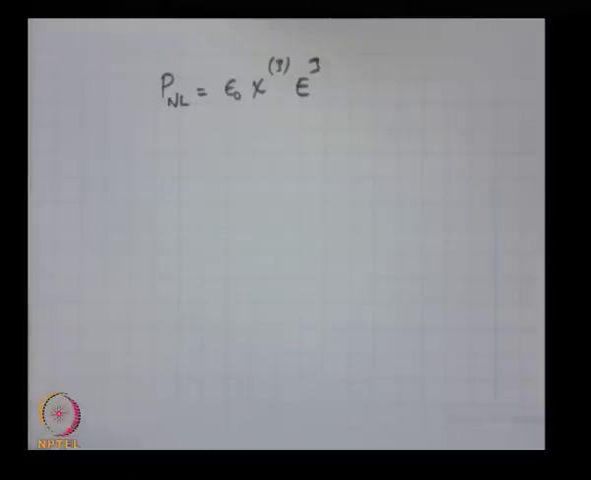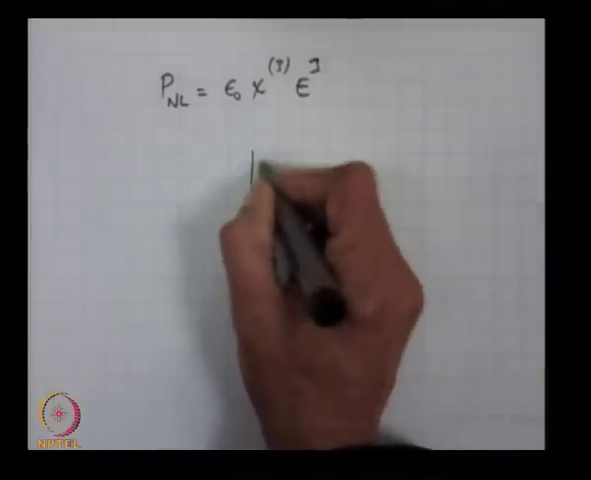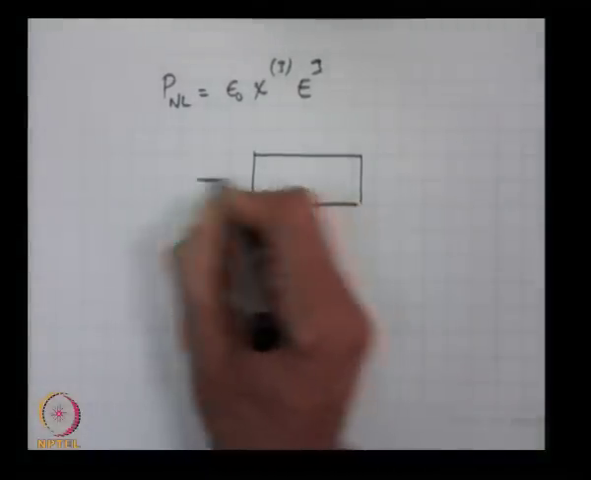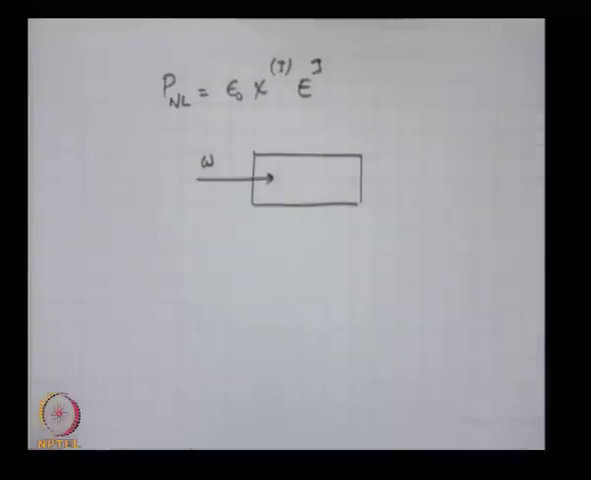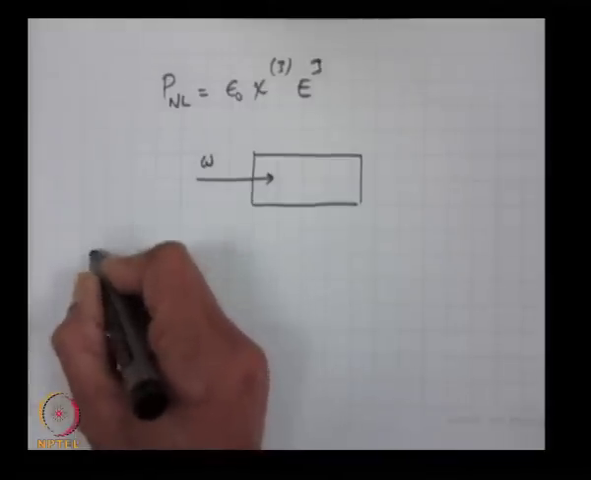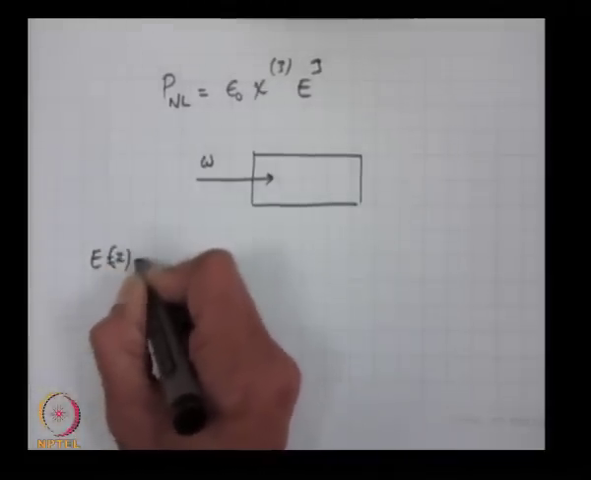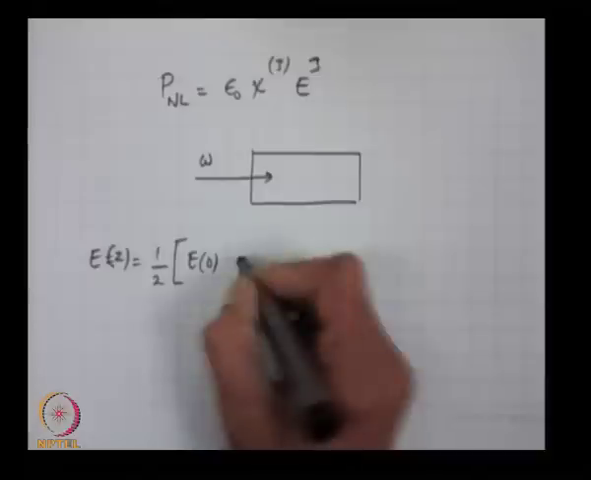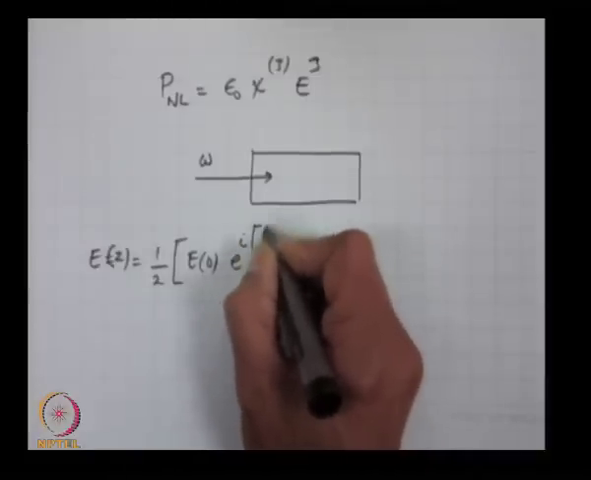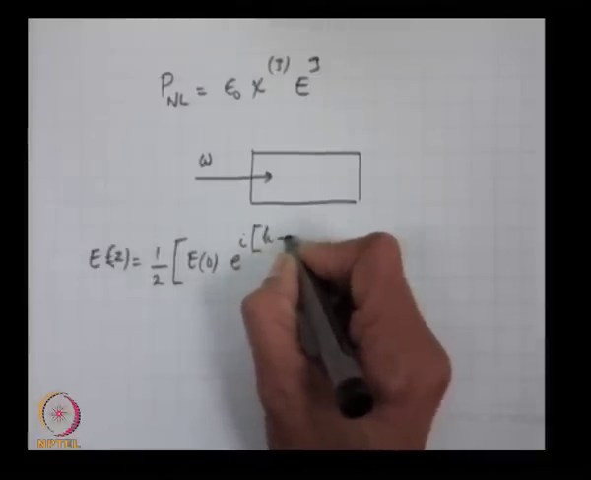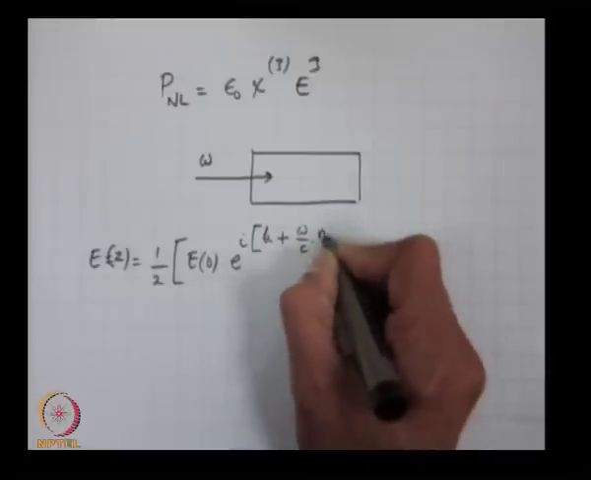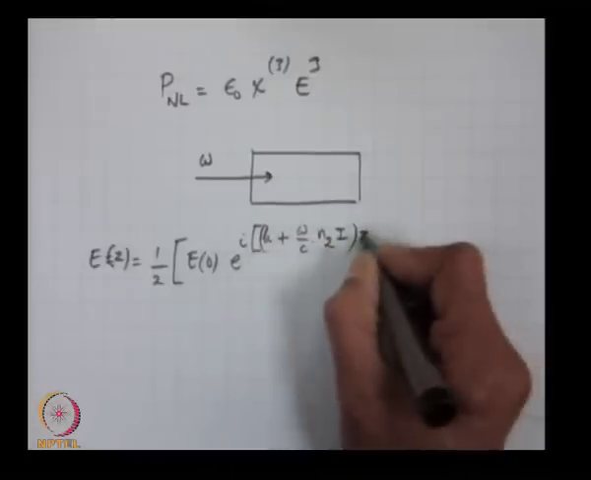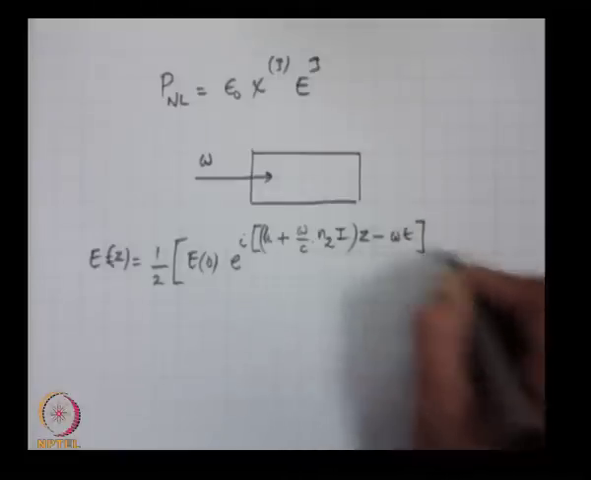So we started looking at the effect of this term, and let's recall the first thing we looked at. If I have a medium possessing a chi 3 value and I launch light at a single frequency omega, then I found that the electric field as a function of z goes as 1/2 E of 0 exponential i (k plus omega by c n2 I) into z minus omega t, plus complex conjugate.